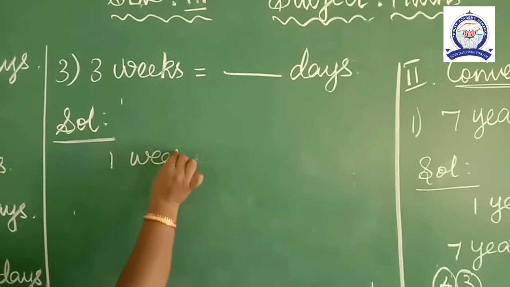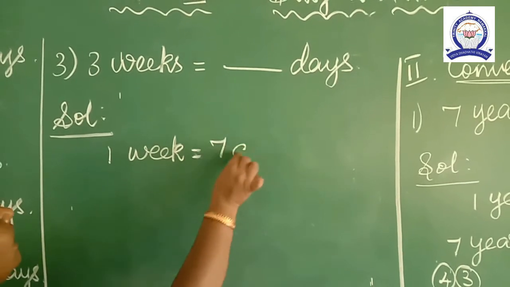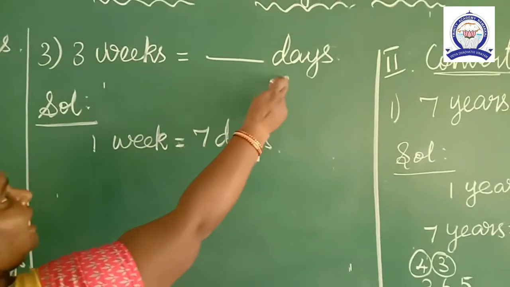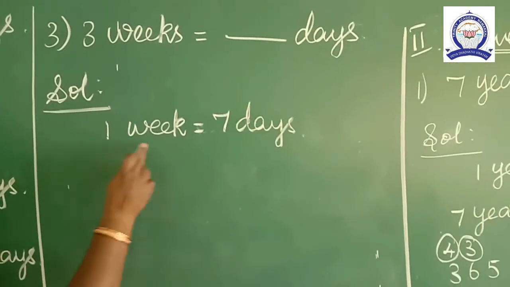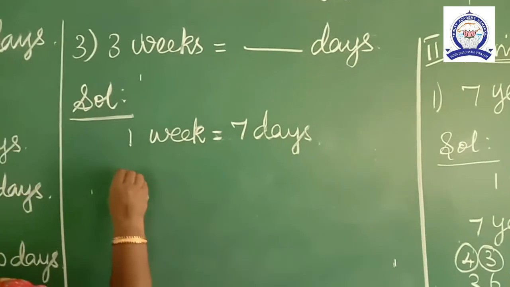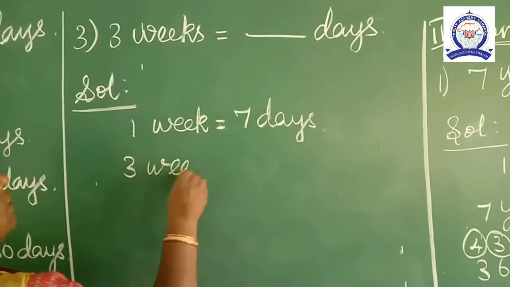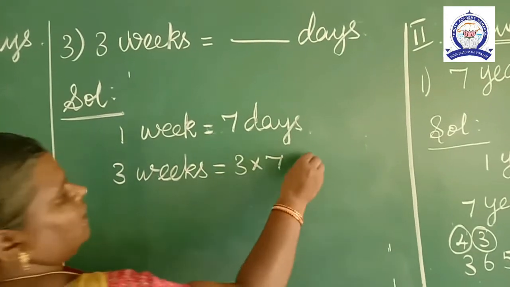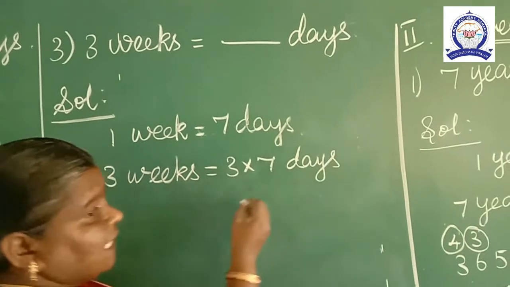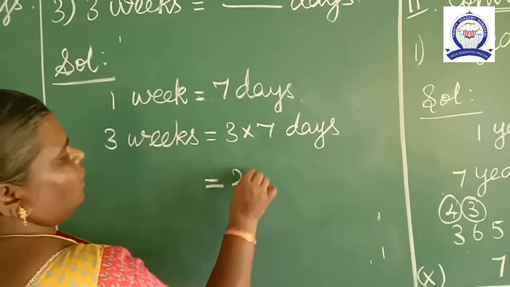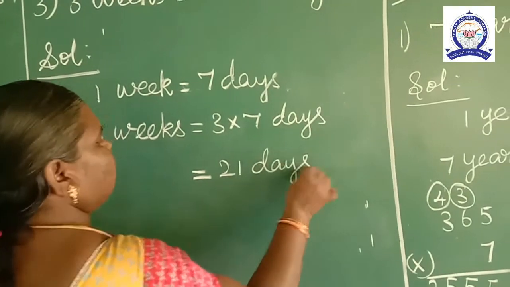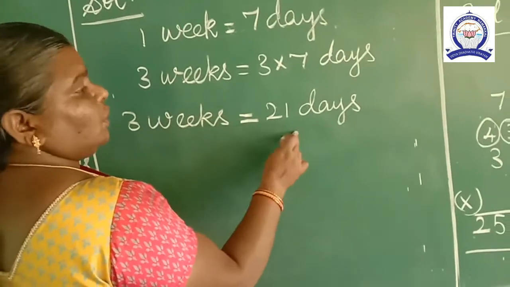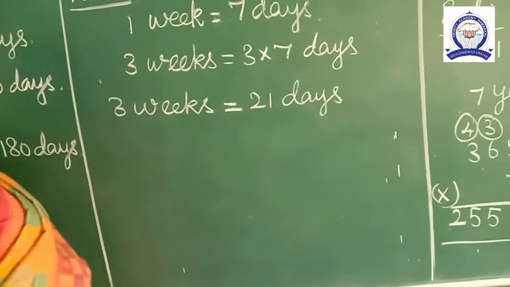1 week equal to 7 days. What is the sum? Given sum, 3 weeks equal to dash days. First you write 1 week equal to 7 days. 3 weeks equal to 3 into 7 days. 3 sevens are 21 days. 3 weeks equal to 21 days. Is it clear, children?